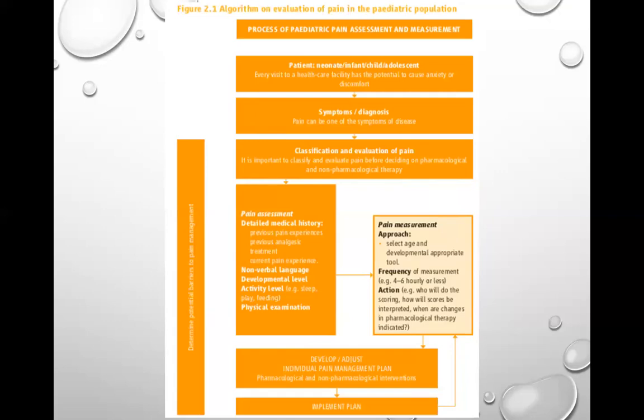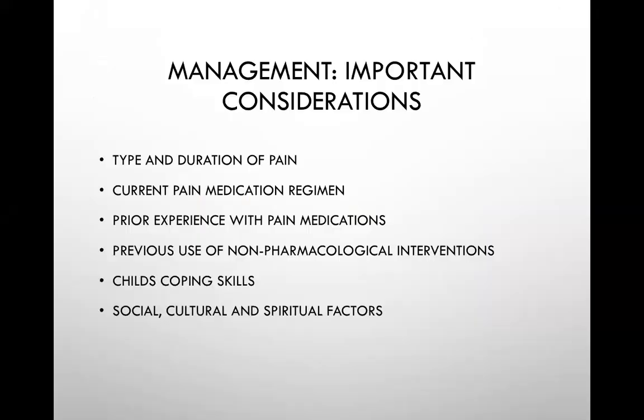Following the assessment, you develop the individual plan, which includes pharmacological and non-pharmacological interventions, and then you implement the plan. Then the cycle begins where you go for reassessment and check the impact of your interventions. And if there's no improvement in pain, you come back, adjust the plan, implement it, and reassess again. So during management of pain, there are some important considerations which have to be taken into account.